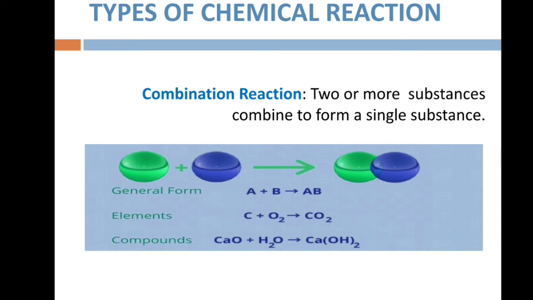Now let us know about the different types of chemical reactions. The first is the combination reaction. In a combination reaction, two or more substances combine to form a single substance. Here carbon reacts with oxygen and forms carbon dioxide, a single substance. The next example is calcium oxide, CaO, which reacts with water and forms calcium hydroxide. The first is an example of an element and the second is an example of a compound. So in a combination reaction, two or more substances combine and form a single substance.